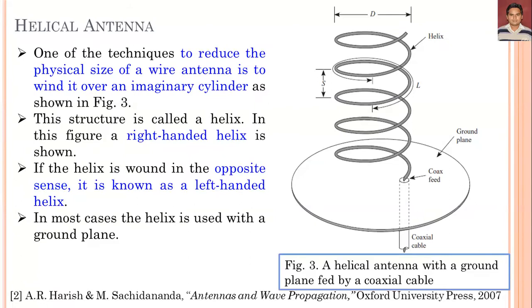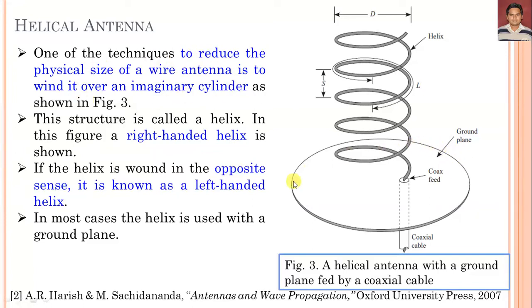So you can understand how we can use these types of antenna in mobile communication systems. In this lecture 2 of this series, we are going to consider a variant of the dipole antenna, the helical antenna. The helical antenna is one of the most popular antennas because it radiates a circularly polarized wave, and to reduce the physical size of the wire antenna, it is wound over an imaginary cylinder.